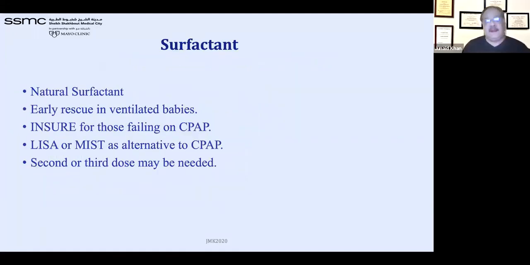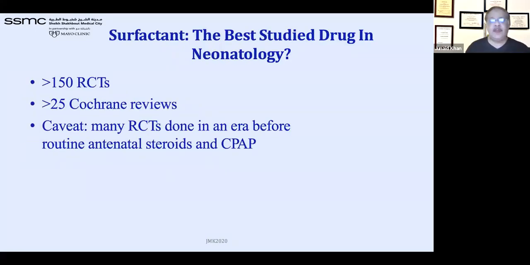Now come to the surfactant. There are many kinds of surfactant. There are natural and synthetic surfactants, early rescue in the ventilated baby, so as early as possible. I will show you what is the meaning of early rescue and prophylaxis. INSURE or LISA, we will know about that. A second or third dose is rarely needed nowadays. So this is the surfactant story.